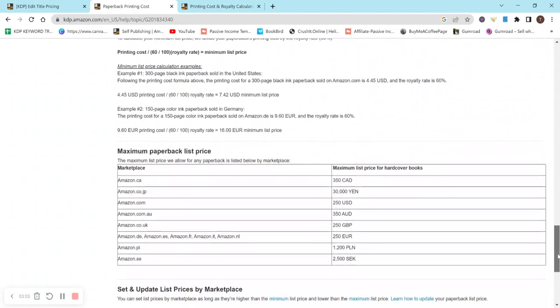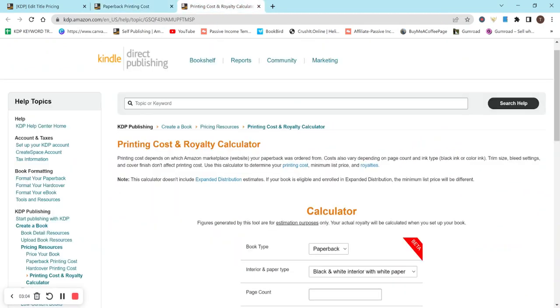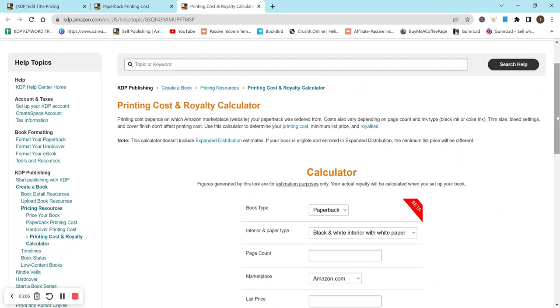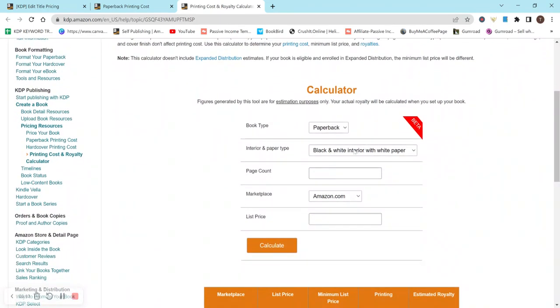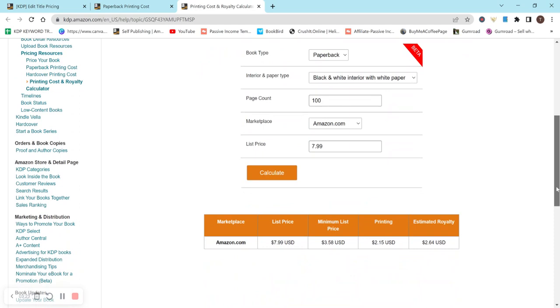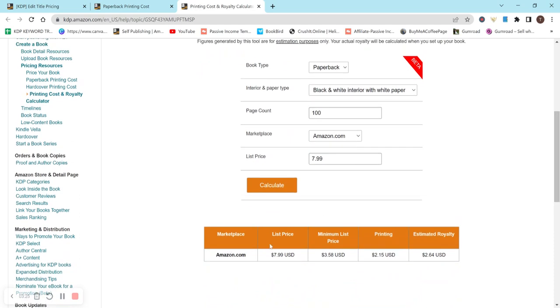Amazon also has a calculator in case you don't really want to do all the math yourself. You can use this calculator. So if you have a paperback, black and white interior with white paper, let's say it has 100 pages, and I want to list it for, we'll do $7.99. I'll hit calculate, and it's going to take a minute, and then it will show you right down here your list price, minimum list price, the printing cost, and your estimated royalty.